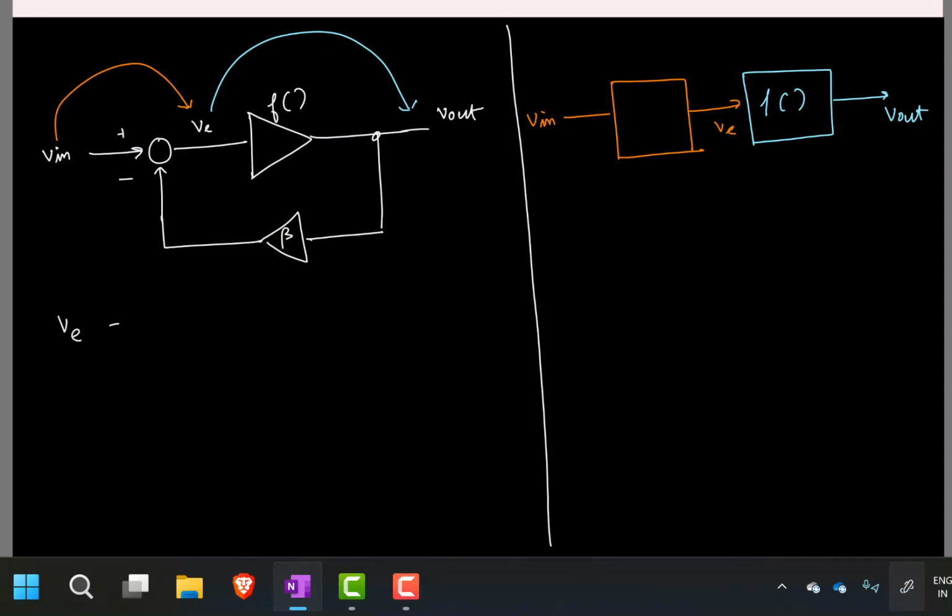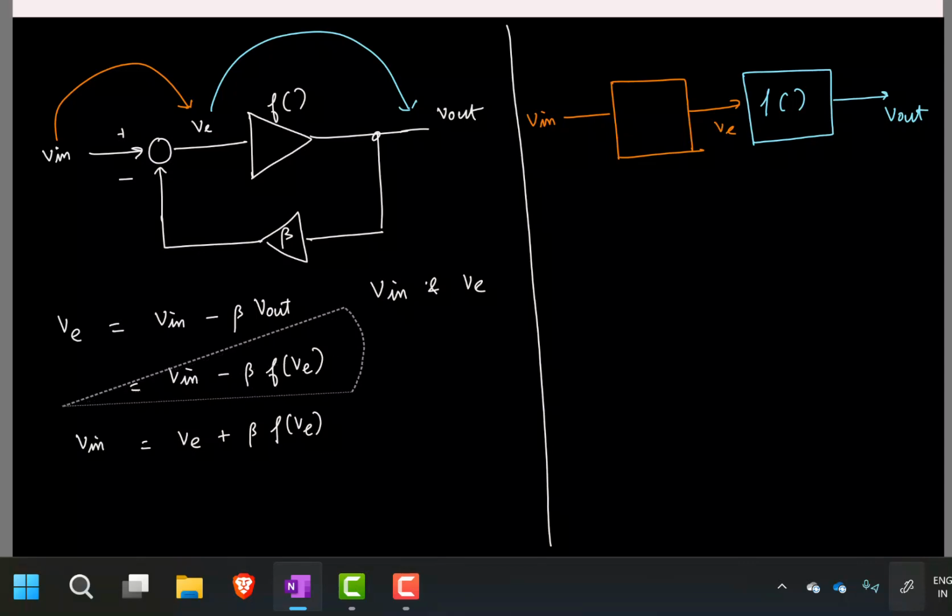So again, my error signal is V in minus beta V out. I am interested in finding the relation between V in and V e. V out is f of V e. So this becomes basically V in is V e plus beta f of V e. Okay. So now let us say my gain is large. The linear gain is relatively large. Okay.